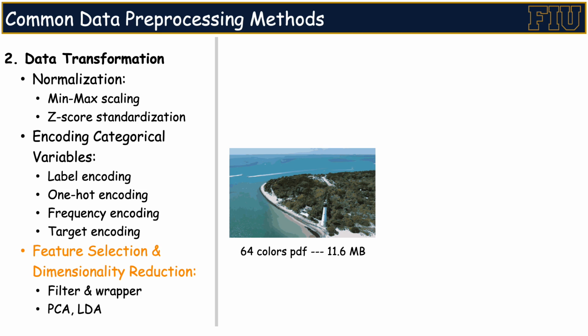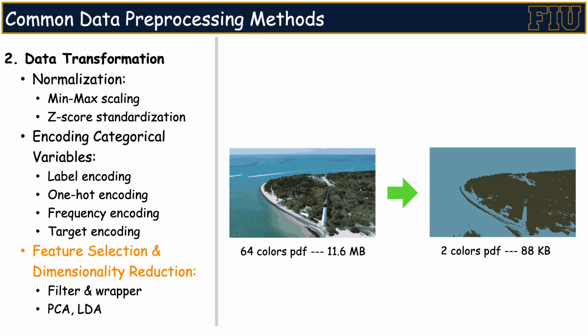First, let's use a straightforward example to explain why dimensionality reduction is so important. In this case, we're training a model to recognize lighthouses in images. We could feed the model images that have 64 different colors, but each image file is 11 megabytes. If you have a dataset with many lighthouse images and each image is 11 megabytes, the overall dataset would be huge. This would significantly increase both the resource cost and the time required for the machine learning task.